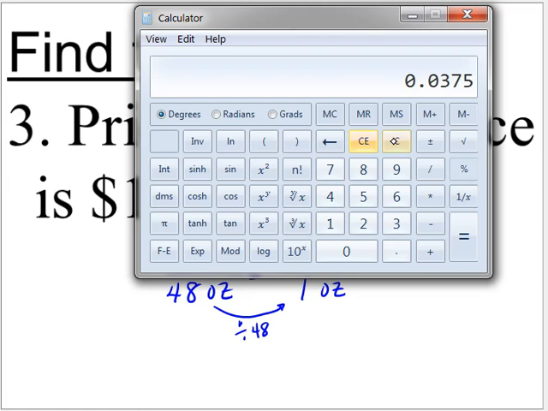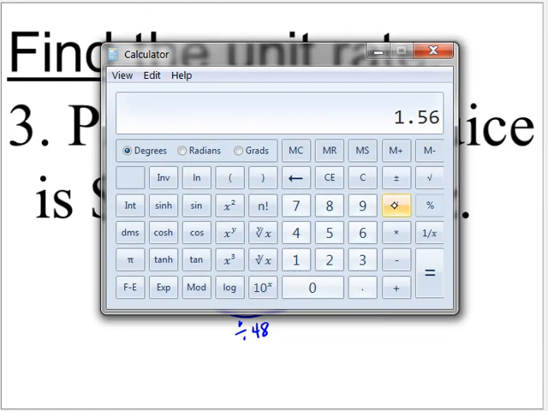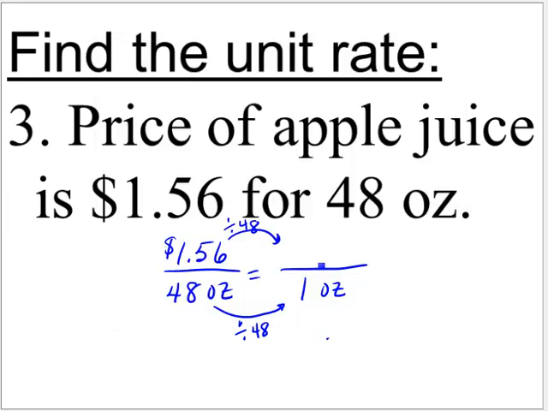So I'm going to get out my calculator and then take my $1.56 and divide that by 48. That gives me a little over 3 cents. So I'll write in here 0.0325. There is my unit cost or unit rate for that particular problem.